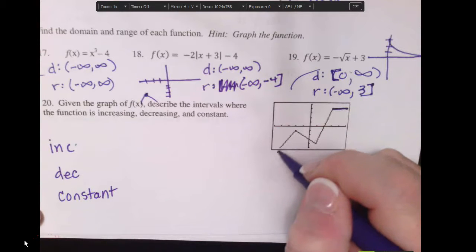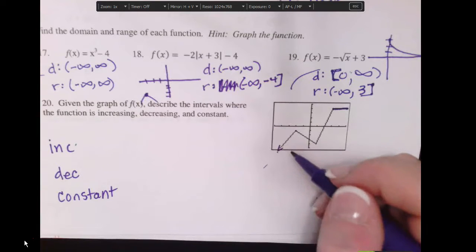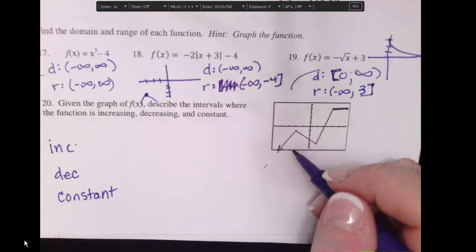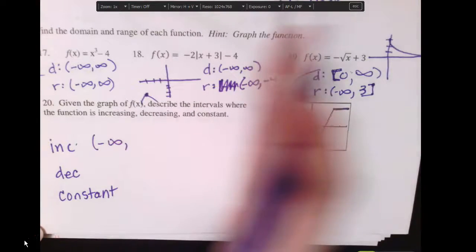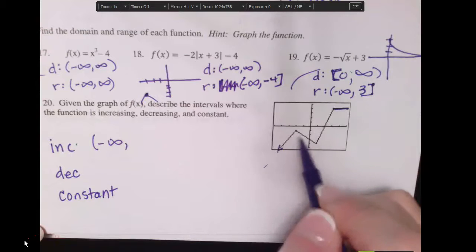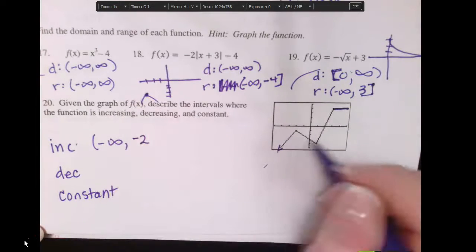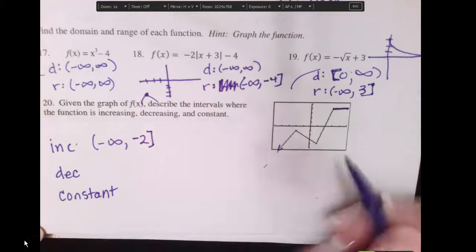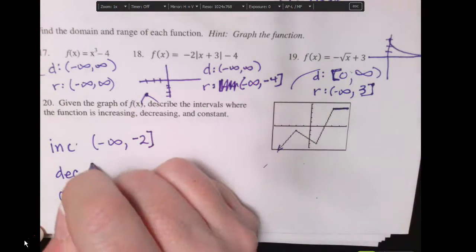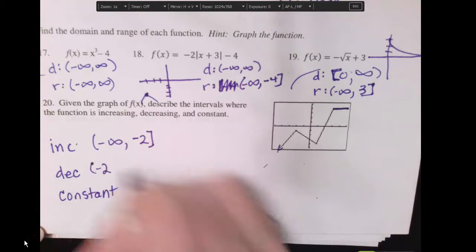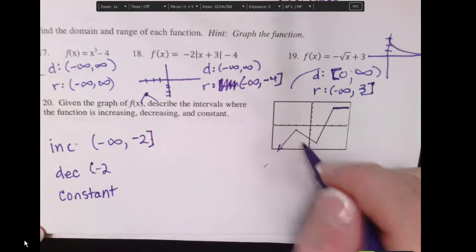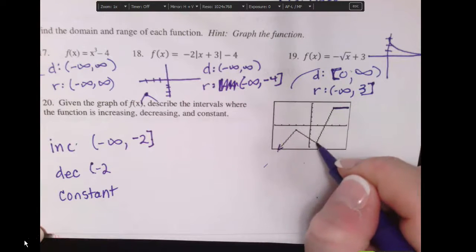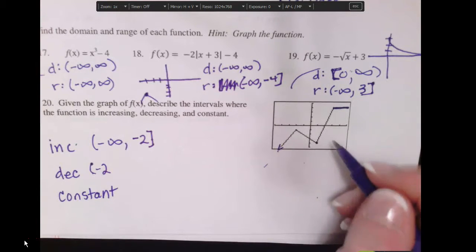Do we assume? I think we assume that this goes on forever here. When it's a calculator screen, we can assume that it goes on. So it's increasing from -infinity. I always start left to right, and I'm always worried just about my x's. And this is a -2 right here. And then it's decreasing starting at -2. If this is a bracket, I need a parenthesis to start out the next one. And then it stops decreasing at +1.